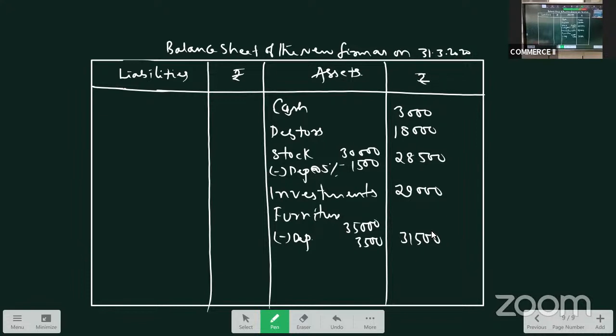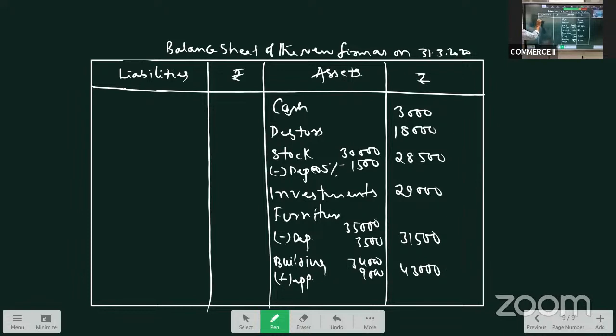So 34,000, add appreciation 9,000, 43,000. Do we take goodwill? No, we will not take goodwill, because goodwill is written off. Okay. Then let us go to the liability side.